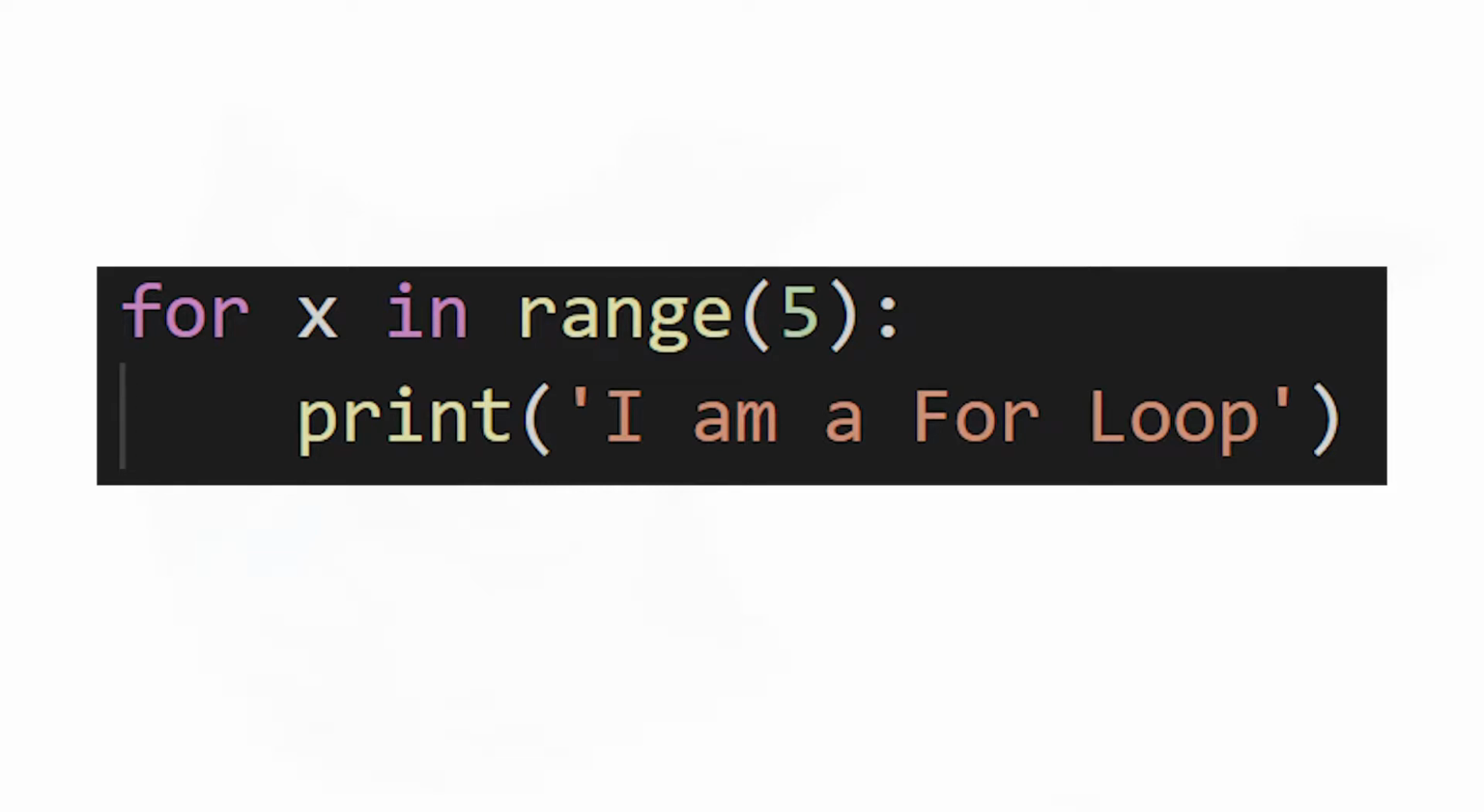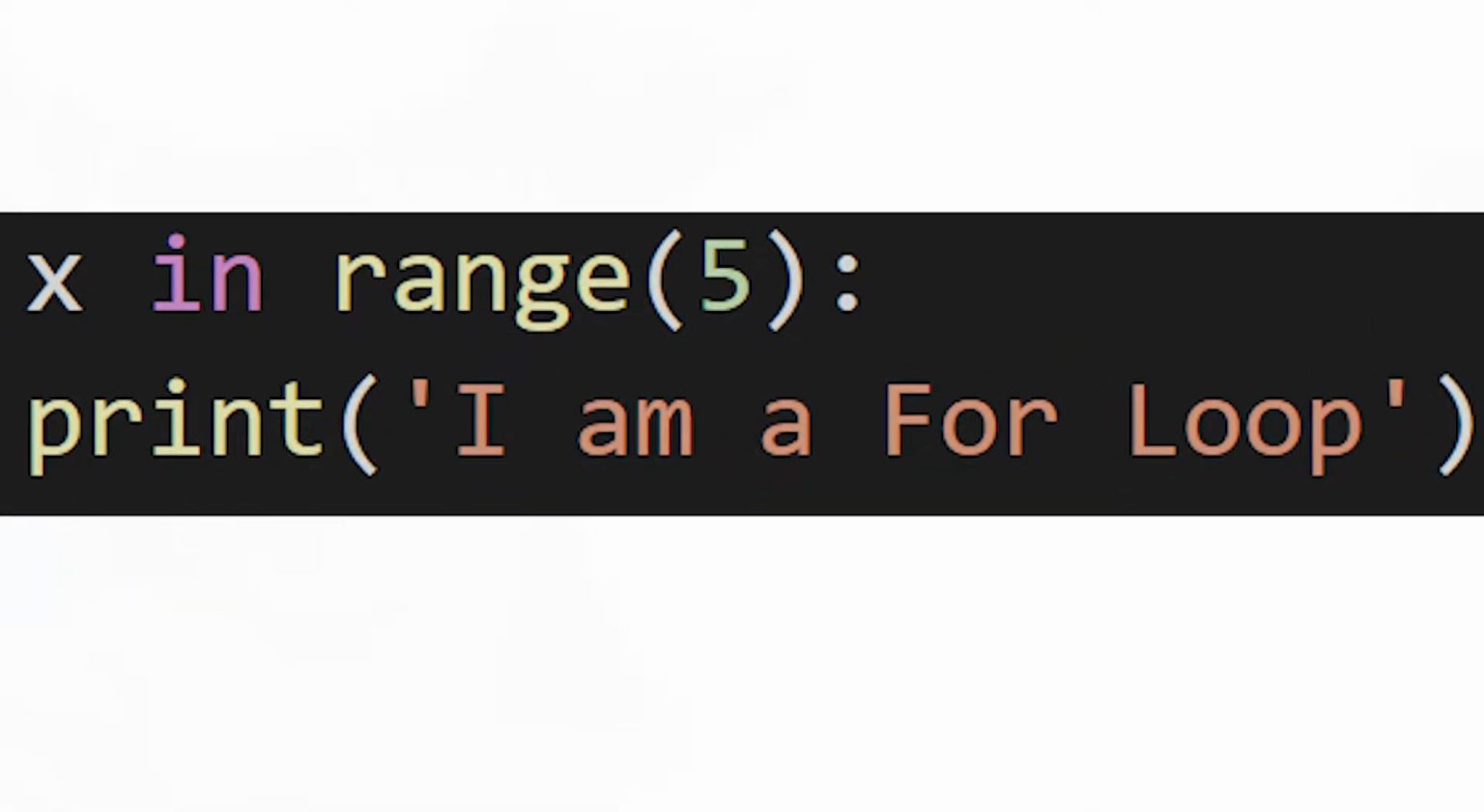Then you follow it up by the colon. And then from there, you have the code that's going to be ran. In this case, it's going to be ran 5 times, and it is a print statement which prints I am a for loop.